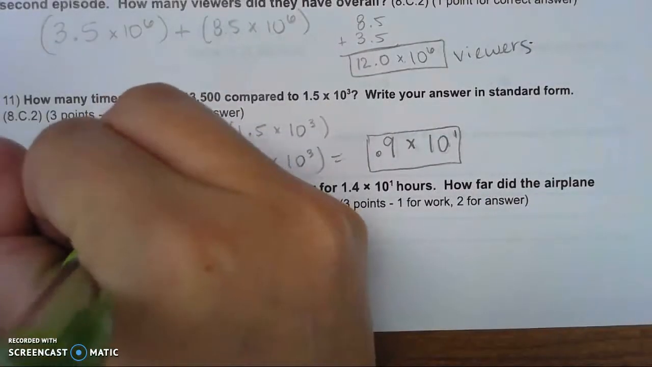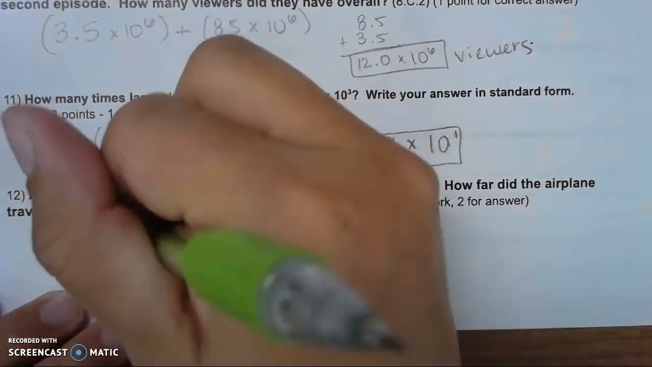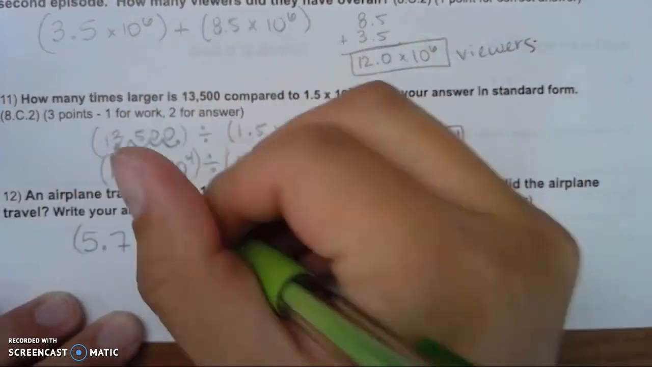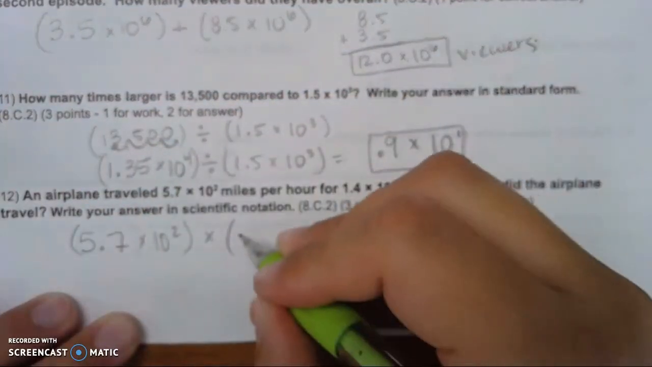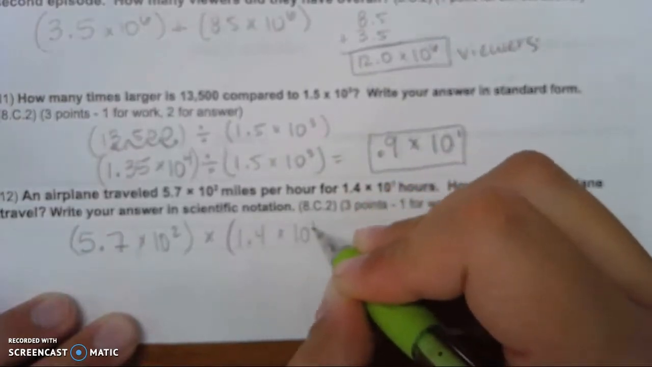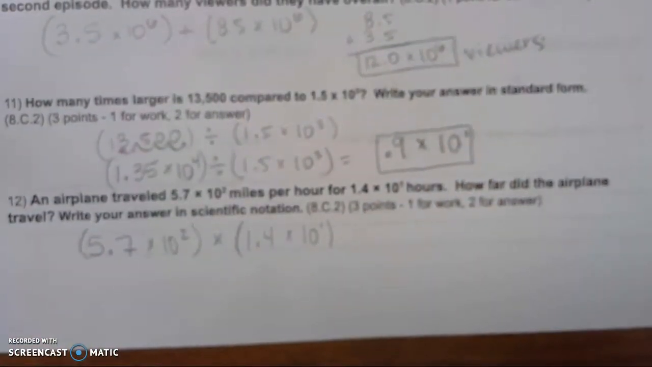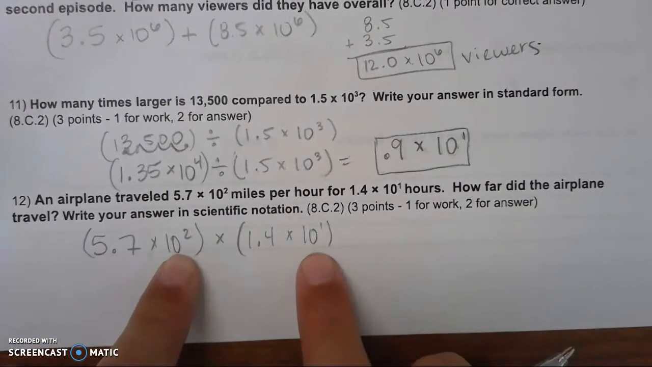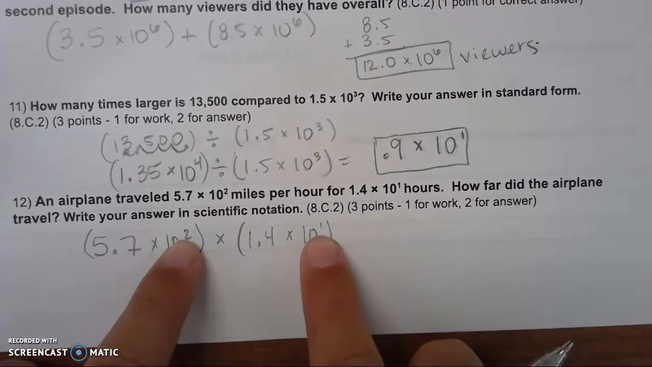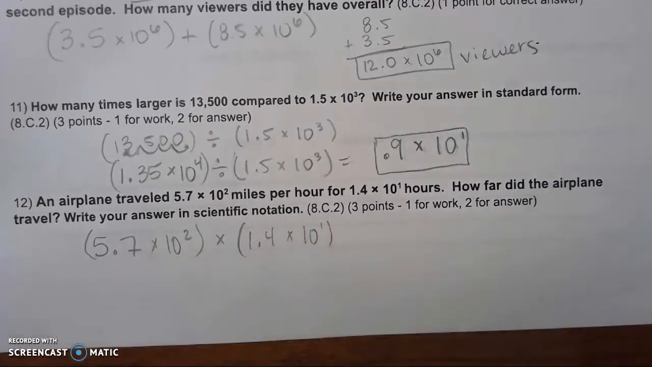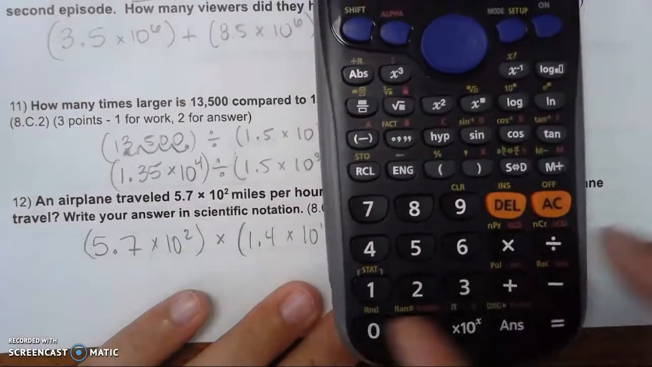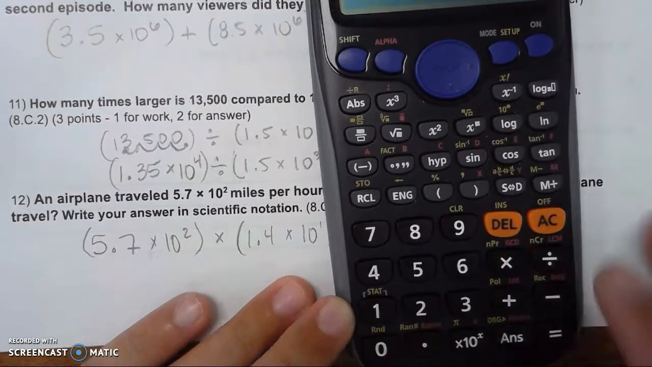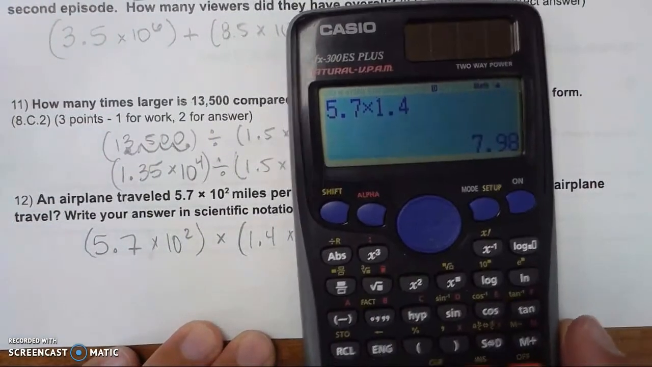So we have 5.7 times 10 to the second power, and we're going to multiply that times 1.4 times 10 to the first power. So again, multiplying and dividing with exponents is so much easier because we don't need same base to the same power. That's only with adding and subtracting. So you can just multiply like normal here. So multiply your numbers, 5.7 times 1.4. You get 7.98.